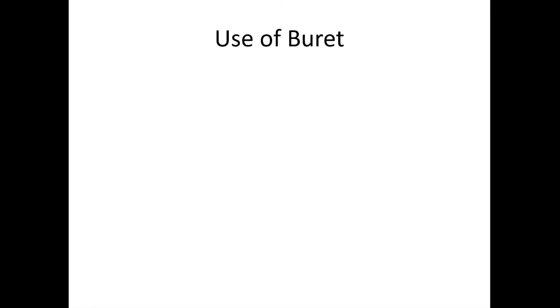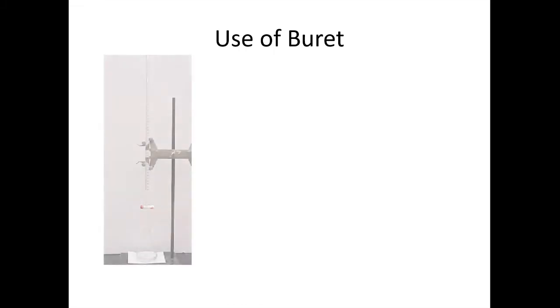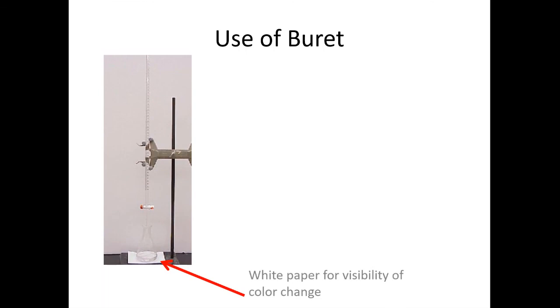Let's briefly describe where we're going to use the buret, and then we'll do some demonstrations in a separate video. The buret, as you can see, is typically mounted on a special kind of clamp, and the reaction flask is placed underneath it, so the liquid titrant can be delivered without any risk of losing it or dropping it in the wrong place. Notice that because we're going to be looking for a very slight, almost imperceptible color change, it helps to put a piece of white paper underneath the reaction flask for visibility of that color change.